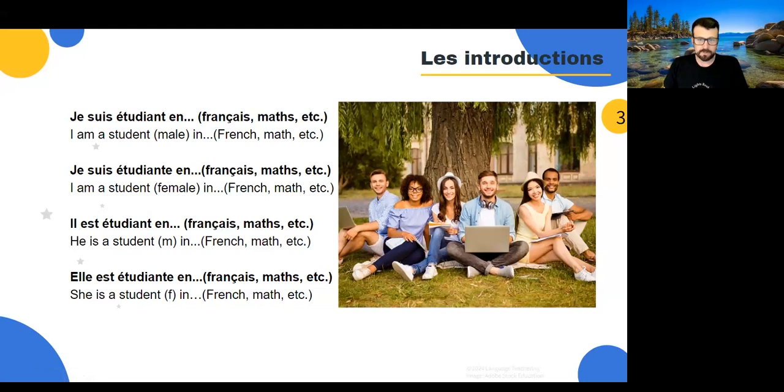Il est étudiant en maths. Il est étudiant en sciences politiques, etc. Compare with elle est étudiante en mathématiques. Elle est étudiante en chimie, etc. Okay, so we have étudiante, étudiant, étudiante, étudiant. Okay, je suis étudiant. Elle est étudiante, comme ça.